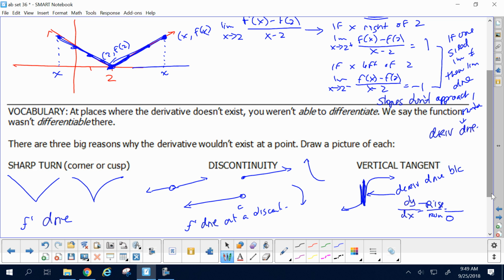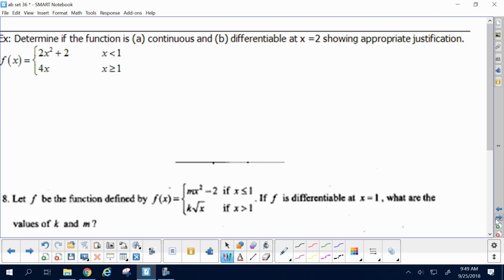So there are three cases where the derivative doesn't exist. They are sharp turn, vertical tangent, and discontinuity. Okay? Those are things you're going to want to eventually commit to your noggin. All right. We'll practice that with AP multiple choice questions in a second.